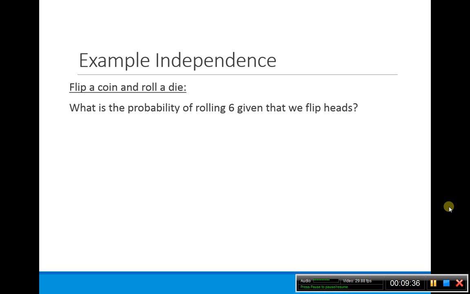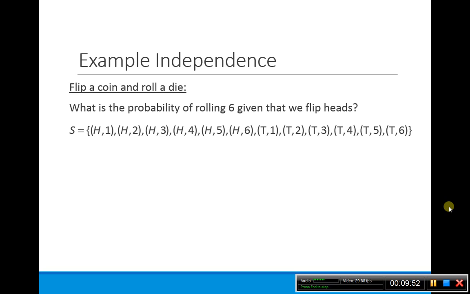So let's think about flipping a coin and rolling a die. What is the probability of rolling a 6 given that we flip heads? So we have the event of rolling a 6 given the fact that we have flipped a head on our coin. If we look at our entire sample space, we flip a coin and we can get heads or tails. So here we have all of our heads, and here we have all of our tails.